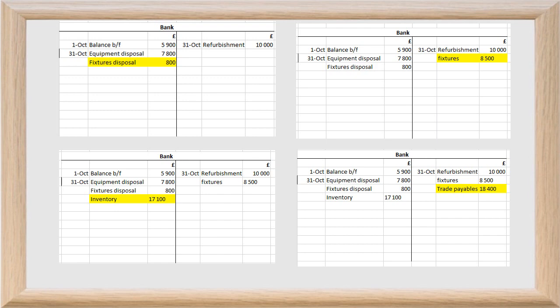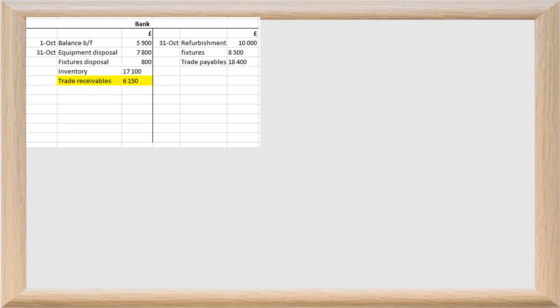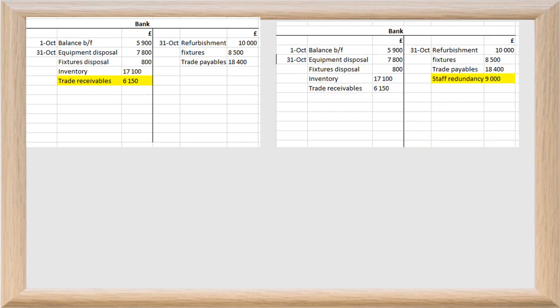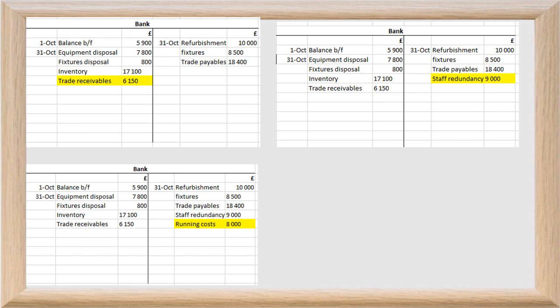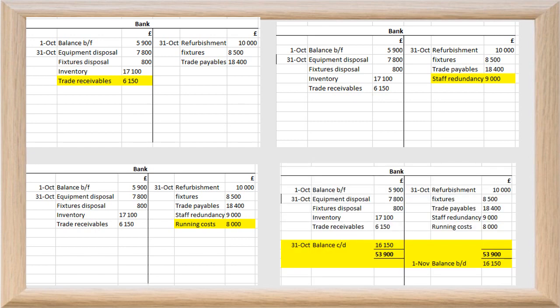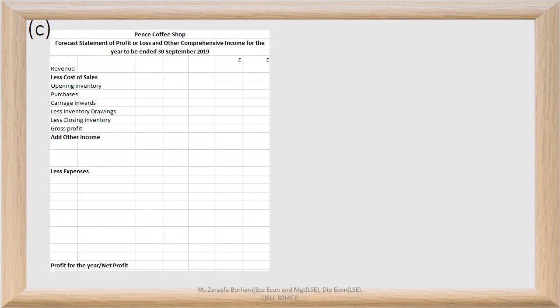Next, payment to trade payables should be recorded in the credit side. Check received from trade receivables should be debited. Next, redundancy pay should be credited. Similarly, the running costs should be recorded.